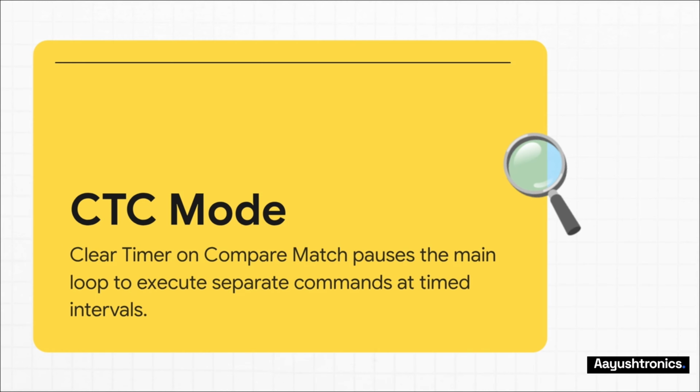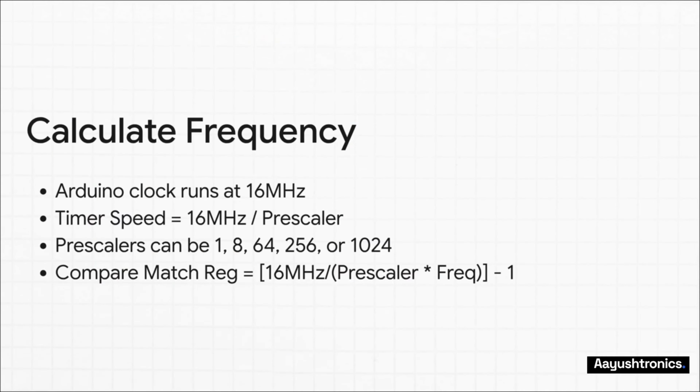Now, remember the Arduino's clock runs at 16 megahertz, that is 16 million ticks per second. Way too fast for human-scale timing. So we use something called a prescaler. This divides that clock speed down by factors like 8, 64, 256, or 1024, just to make the timing actually useful for us.